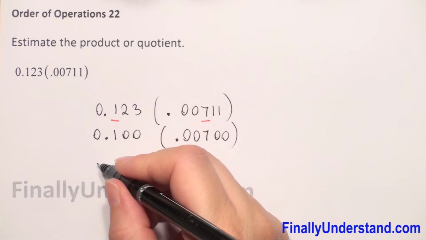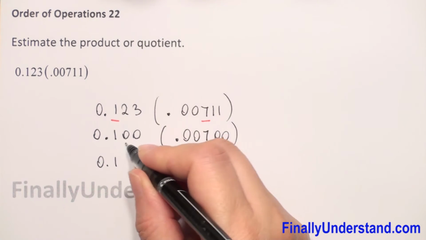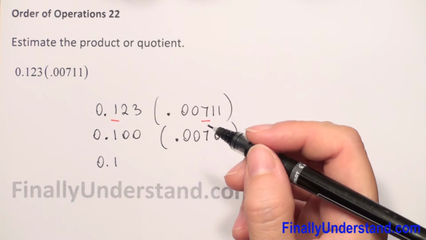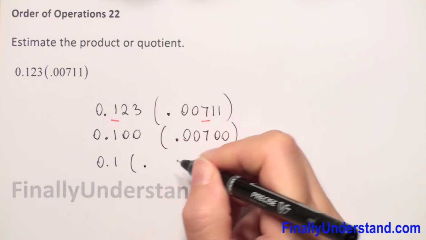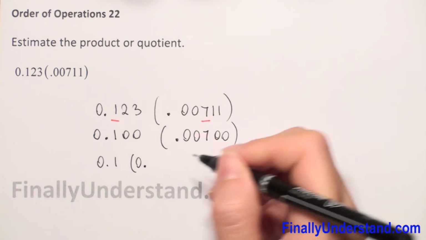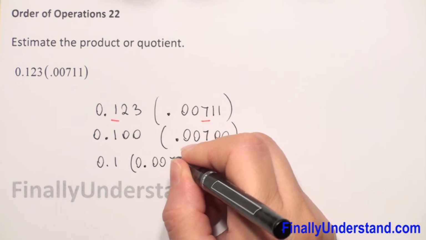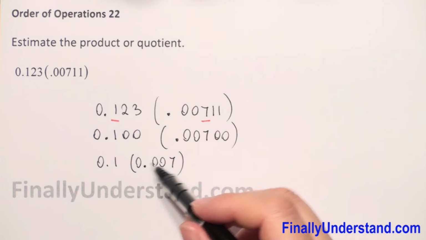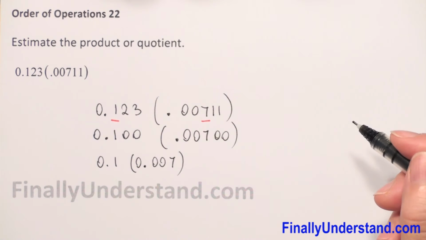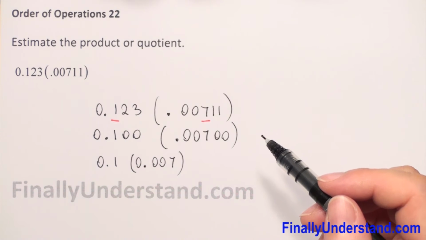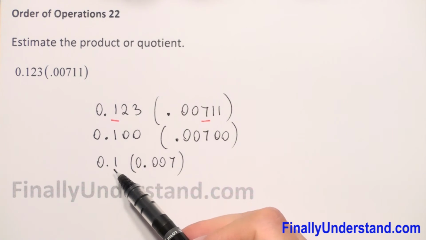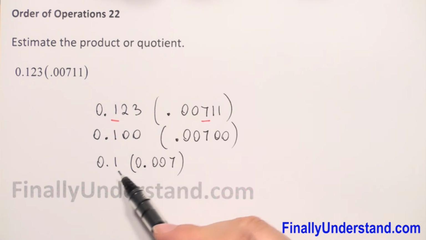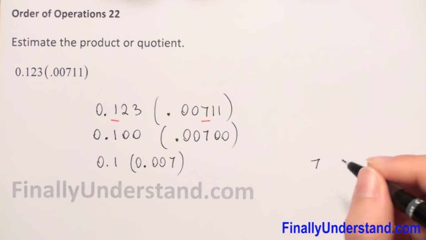So we need to multiply 0.1. We don't need the zeros after 1 because they don't change the value of our number, times decimal point. This is like 0 decimal point, we can write 007. We have to multiply these two decimal numbers. How we do this? We have to multiply this number like whole numbers. So we have only one digit different than 0 in the first number and in the second. So 1 times 7 is 7.